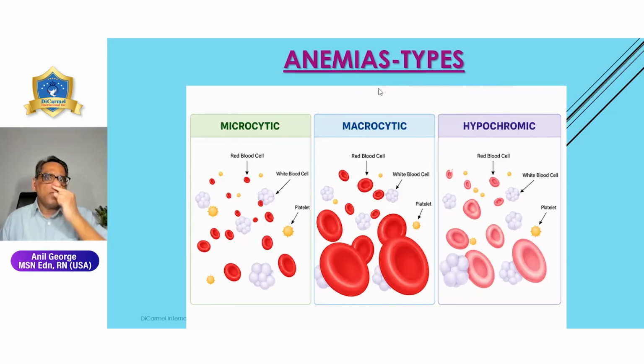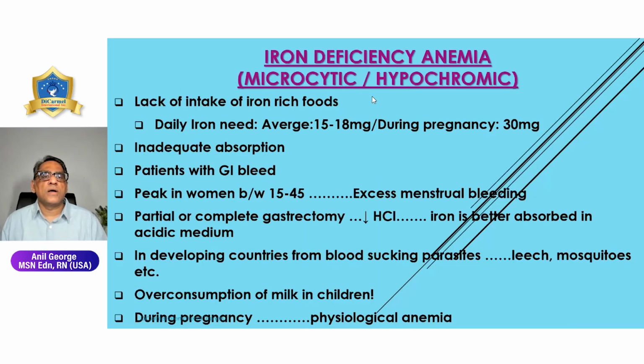So again, let's start in further detail with the microcytic hypochromic, that's iron deficiency anemia. It is mainly because of lack of intake of iron-rich food. On average, a healthy adult needs 15 to 18 milligrams of iron daily, whereas in pregnancy it is double, and it's such a repeatedly asked piece of information. In pregnancy, the need is double, as you can see, from 15 to 18, it almost goes to 30, which is double.